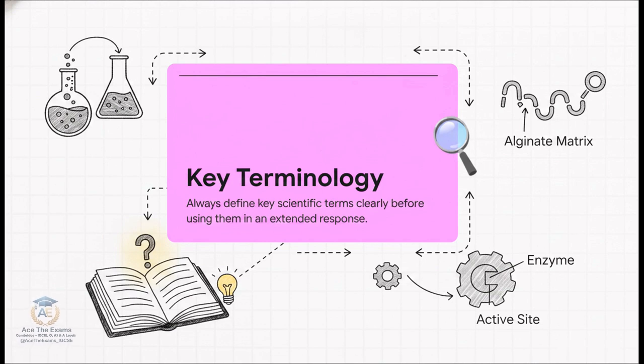Top-performing students absolutely must demonstrate what Cambridge calls connected conceptual understanding. You can't just throw around terms like alginate matrix or active site without establishing the baseline context. You have to prove to the examiner that you actually know what the words mean in the context of the experiment before you build an argument around them.